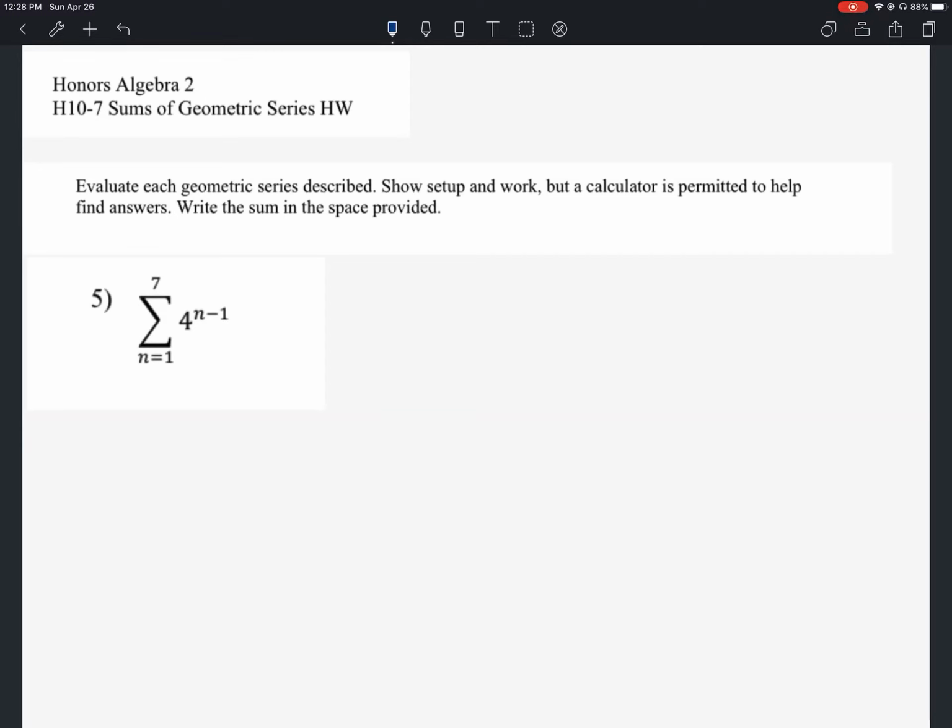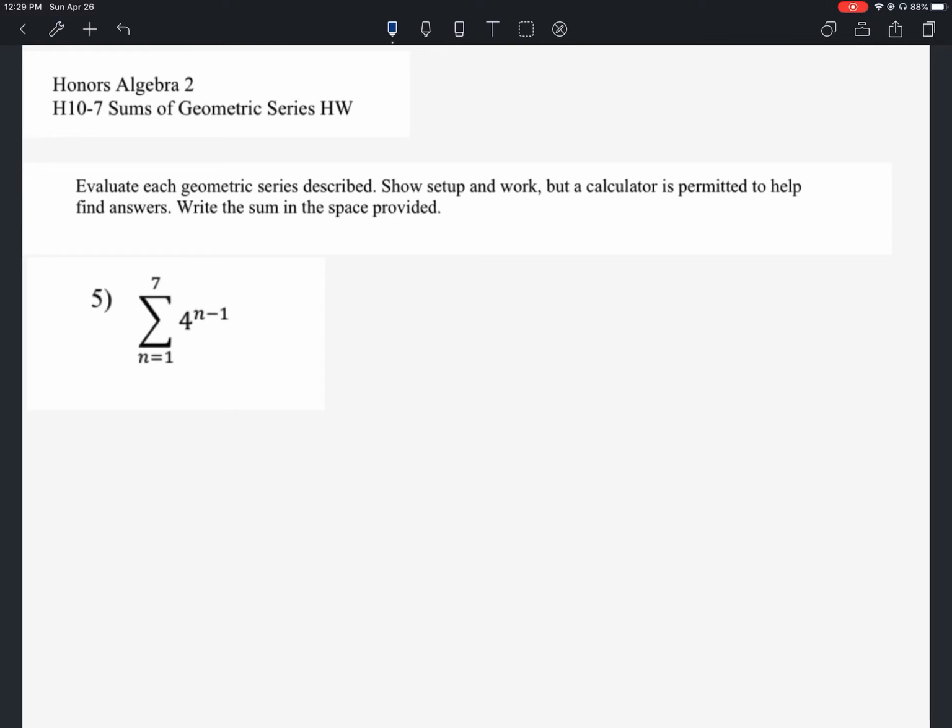Problem number 5 from the H10-7 homework says we need to find the sum from the first term to the seventh term of the series that's described by the argument 4 raised to the power of n minus 1. So first of all, let's just evaluate this and look at what the series actually looks like.